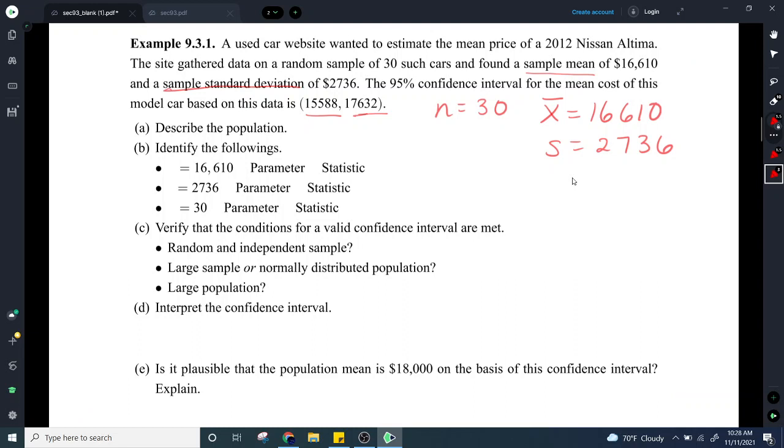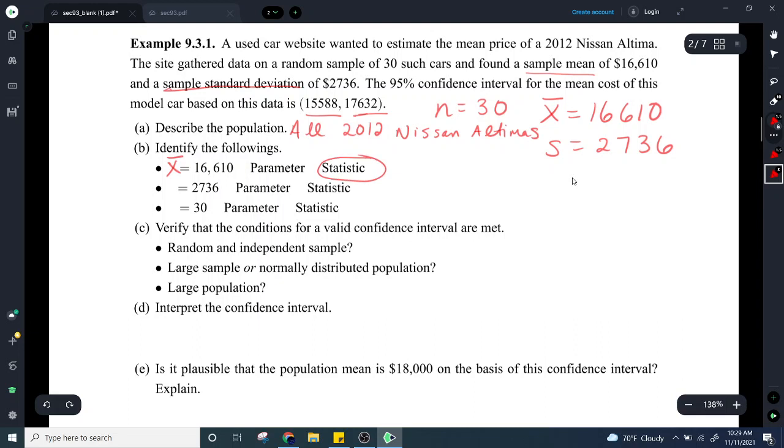It says describe the population. So who is the population? That would be all 2012 Nissan Altimas. So all 2012 Nissan Altimas is who we're interested in measuring. Identify the following. The 16,610, we said that was x bar. Because it measures the sample, that makes it a statistic. 2736 would be S, and that measures a sample as well, so that's a statistic. And n equals 30 was our sample size, also measures a sample, so that's a statistic.